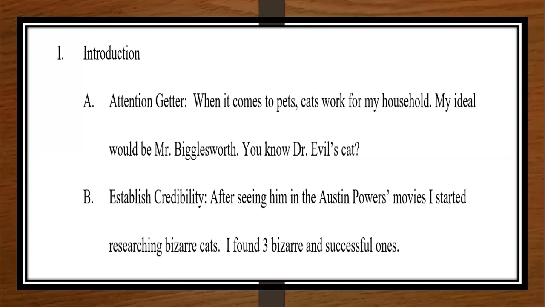Under the title, align to the right, add Roman numeral 1, then type introduction. Under the introduction, put capitalized A and a period. Press the space bar before typing the words attention getter, followed closely by a colon. Then, get creative. The attention getter is used to attract the audience's attention.